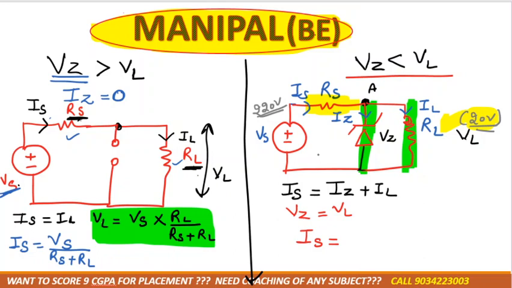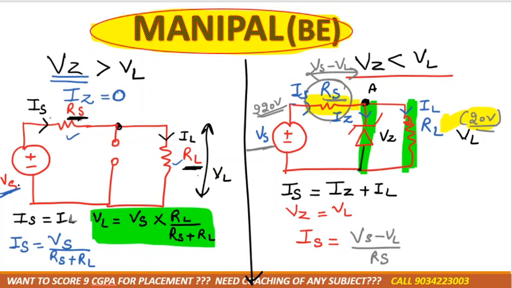Suppose you are giving 220 volt to your home, and 20 volt is consumed by the fan. Then how much voltage is left for the bulb? 220 minus 20, right? So can we say that yes, IS is Vs minus VL divided by Rs. Because for that we need to calculate this voltage. IS is how much? V divided by R. R is how much here? Rs. V is how much? That is Vs minus VL. Understood?